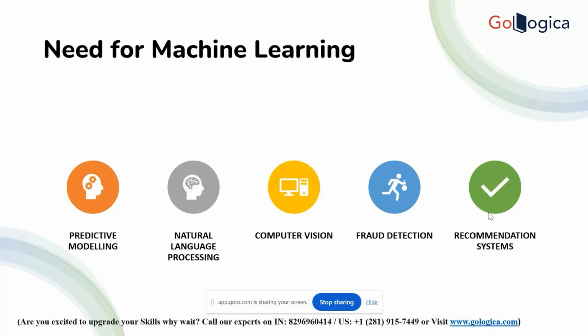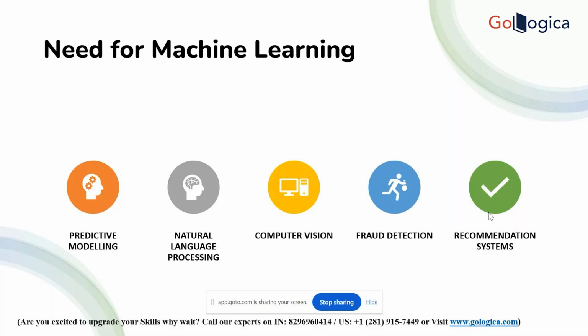Here are some specific areas where machine learning is being used. The first comes predictive modeling. Machine learning can be used to build predictive models that can help business make better decisions. For example, machine learning can be used to predict which customers are most likely to buy a particular product or which patients are most likely to develop a certain disease.